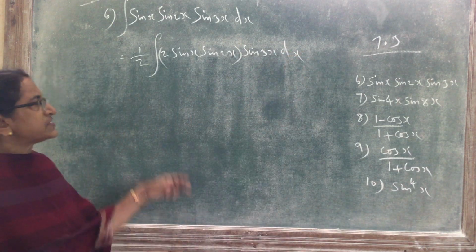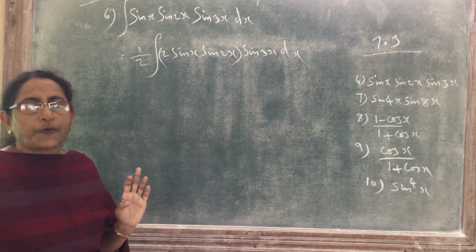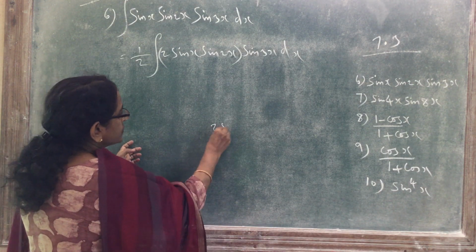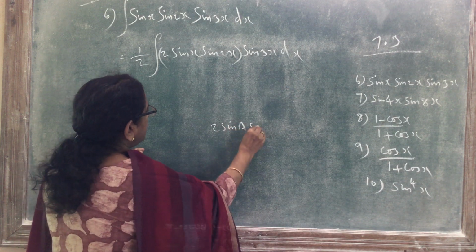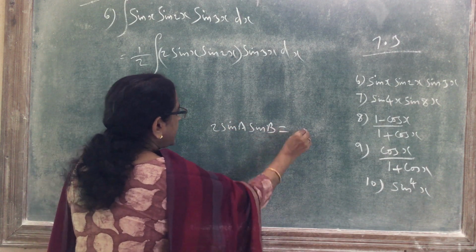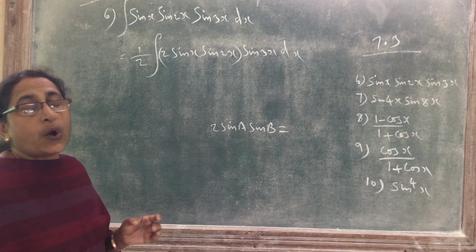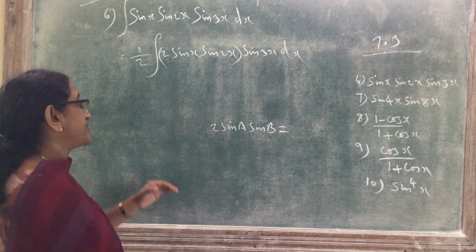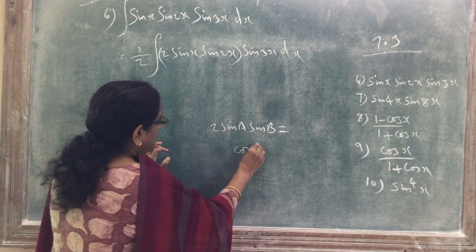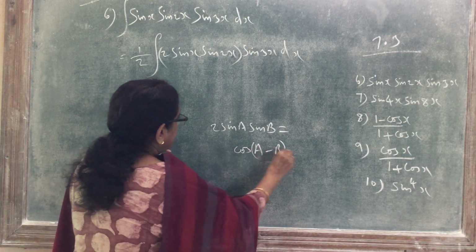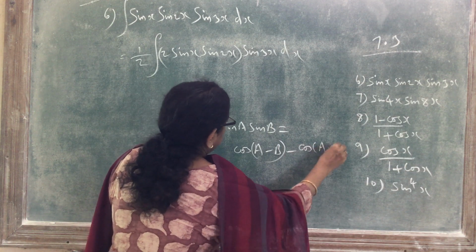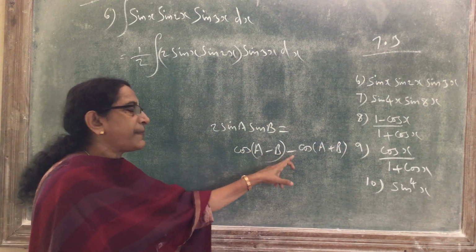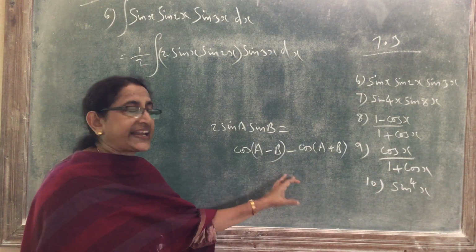So first we have to use 2 sin x sin 2x. We have to apply the formula for that. So what is 2 sin x sin 2x? Remember the formula for 2 sin a sin b? 2 sin a sin b is equal to cos(a minus b) minus cos(a plus b). So apply that identity here.